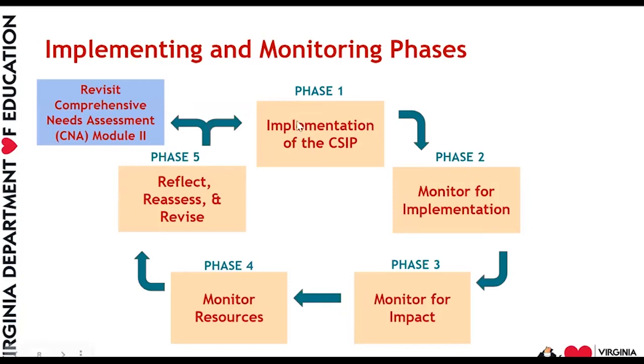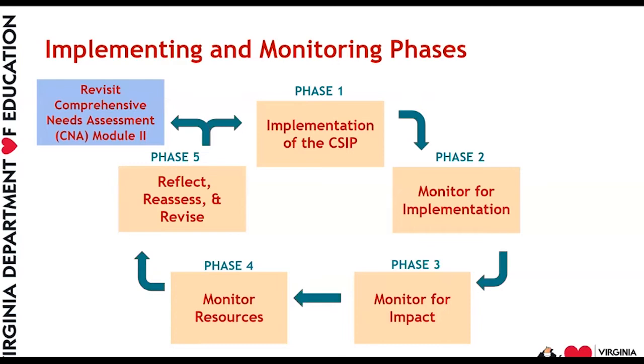And like Mike said, this is not, I'm going to implement in September and reflect, reassess, and revise in June, right? This is an ongoing process cycle that you're working throughout the whole year. You're constantly monitoring and reevaluating and adjusting that CSIP as needed. You'll also see there from phase 5, we kind of had a turn off to a little sidebar there to the comprehensive needs assessment. Right. So as you're reflecting, it might be appropriate to go back to that CNA and see what did the data tell us? Are we really addressing those root causes that we identified in that CNA process?